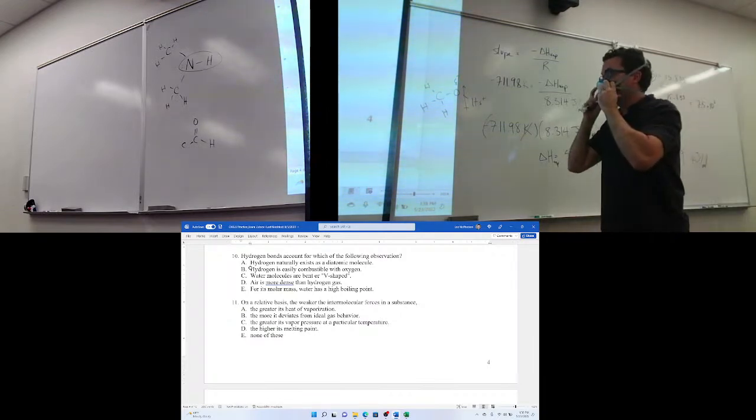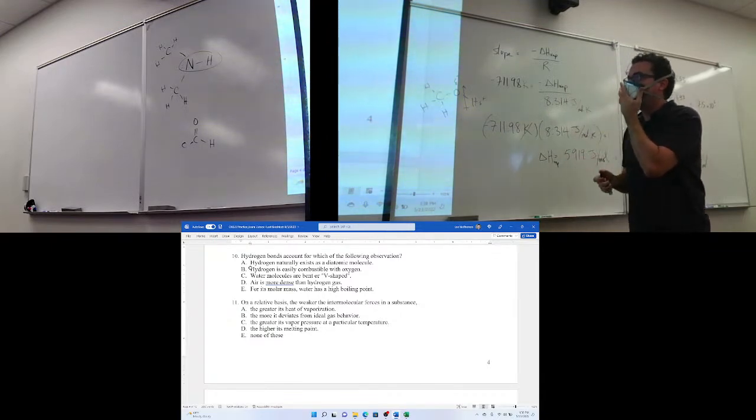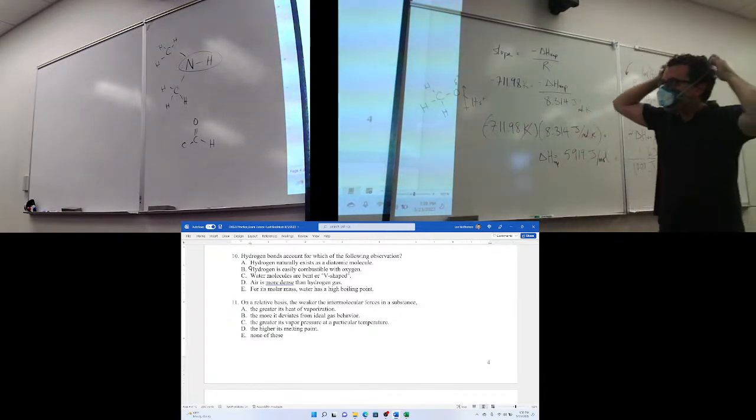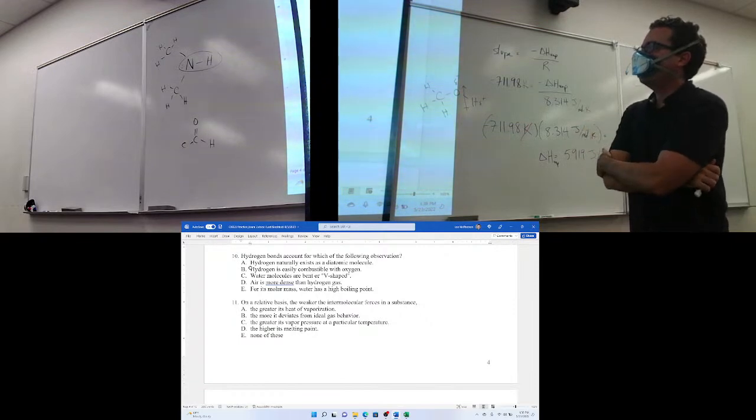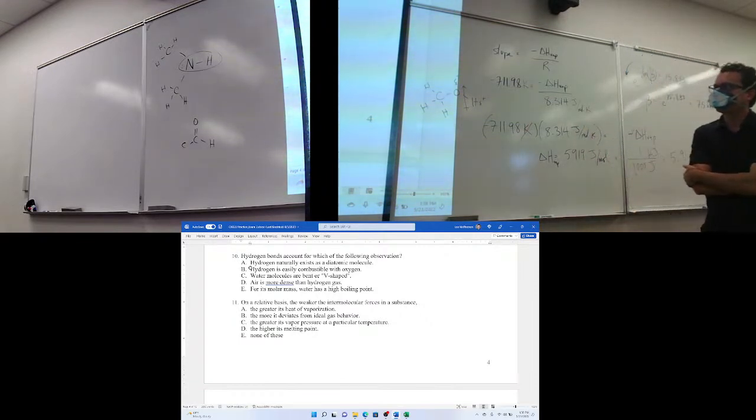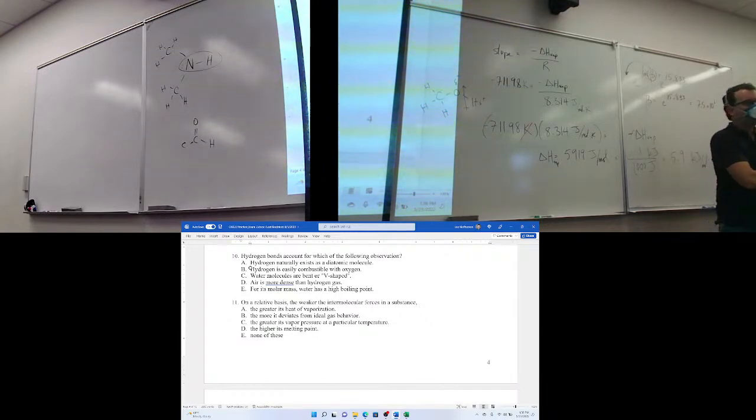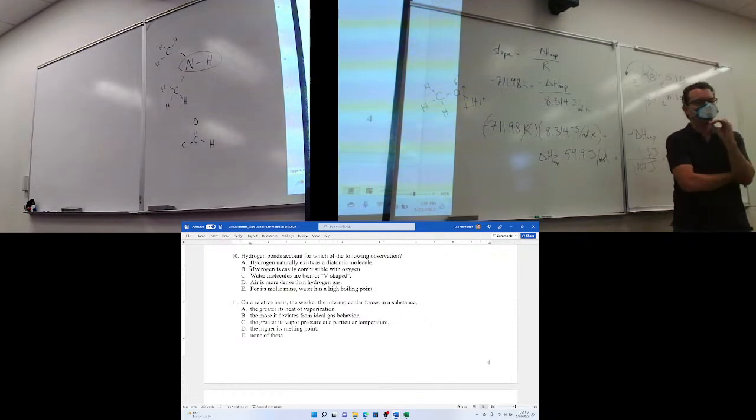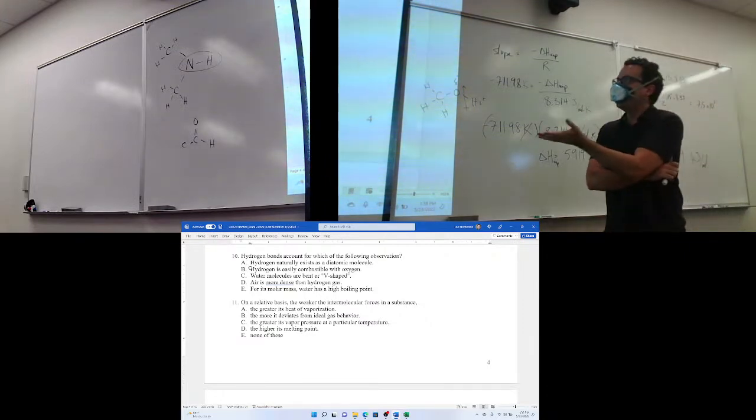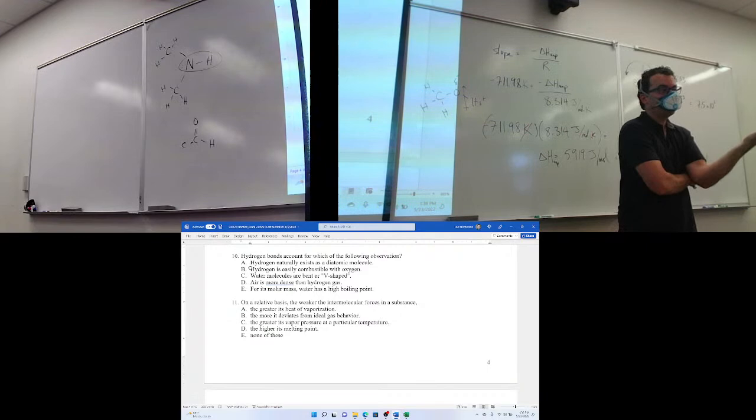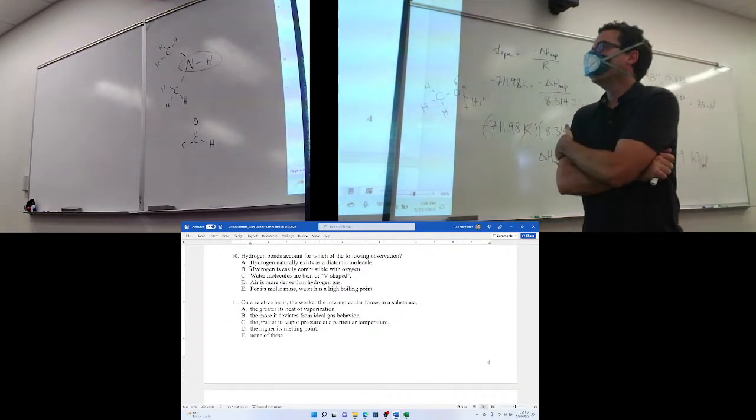All right. The more it deviates from ideal gas behavior. That's actually the opposite. In an ideal gas, we are assuming that the molecules have zero intermolecular forces. So the weaker those intermolecular forces, the better. The more ideal it's going to be.